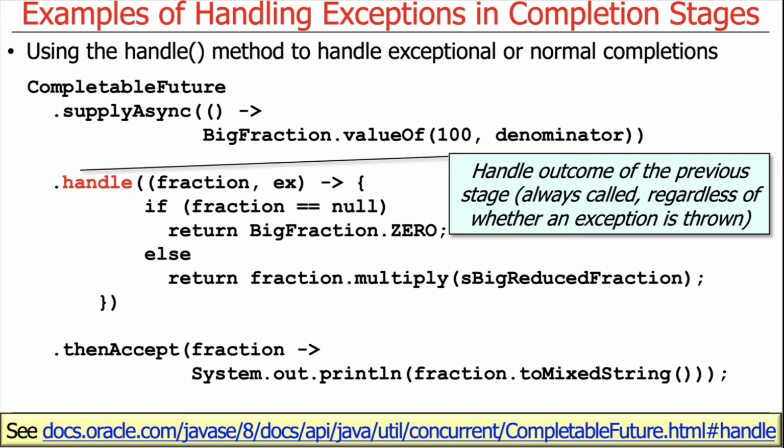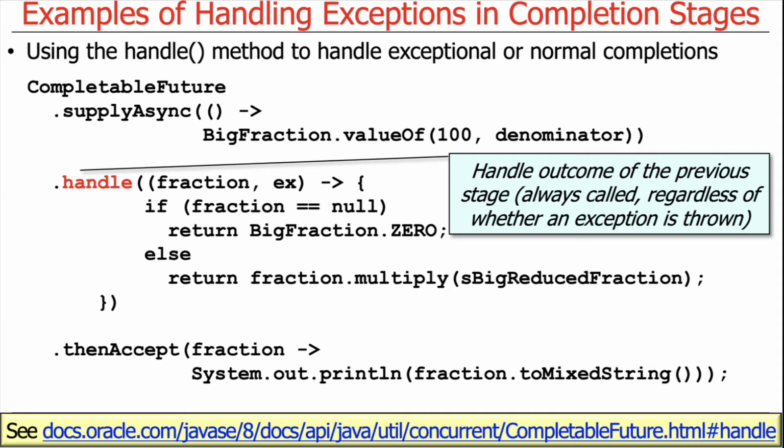So let's take a look at a couple of different ways to deal with this. One way is to use the handle method. What's interesting about the handle method is that it is designed in such a way that it can handle both exceptional and normal completions with the same API. So here's what it looks like. You can see that after we call supplyAsync, of course, we get back a CompletableFuture. And at some point, that CompletableFuture will be triggered when the computation is done.